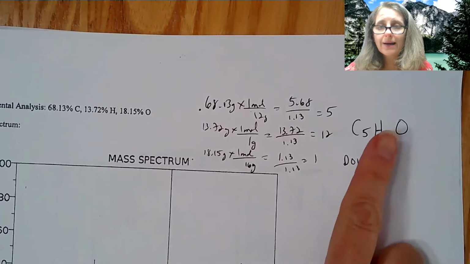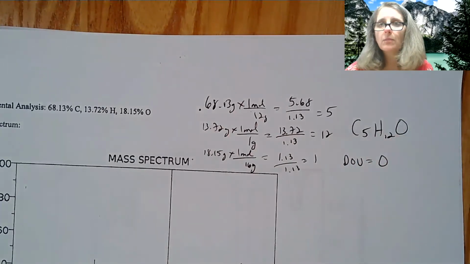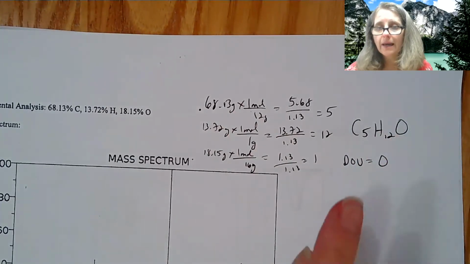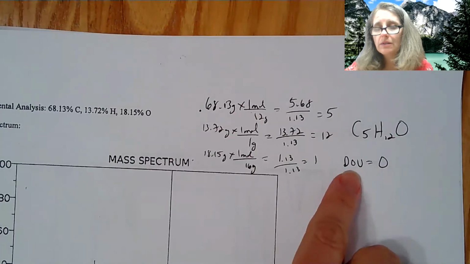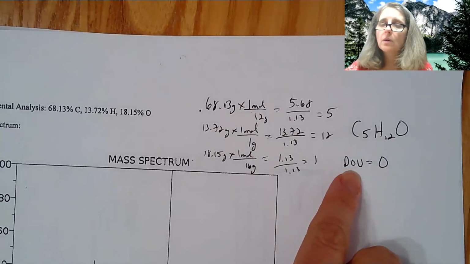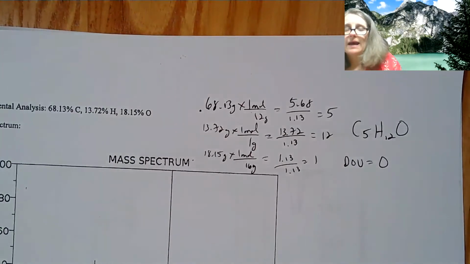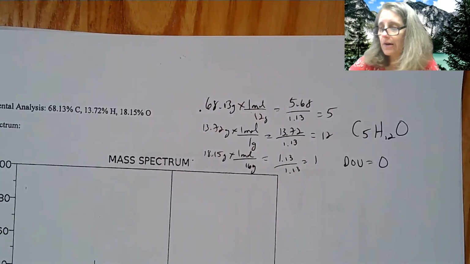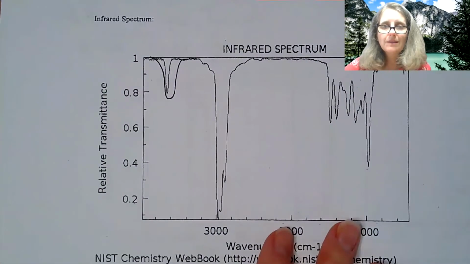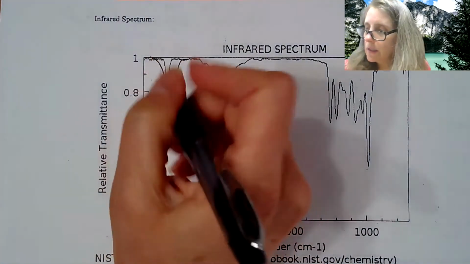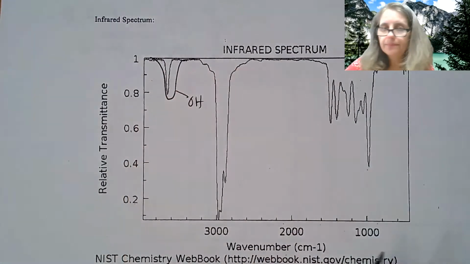So I do have 1 oxygen, so that's going to tell me something about the functional groups, some options that I have. Also note that the degrees of unsaturation is 0, so I can't have a ketone, I can't have an aldehyde. Maybe it's an ether, maybe it's an alcohol. I have to look at the IR and figure that out. So if you look at the IR, and I drew it in, it just doesn't work out that well. This is an OH peak.